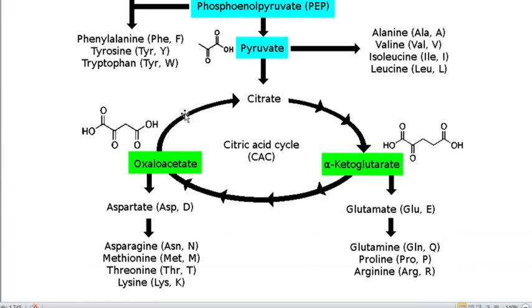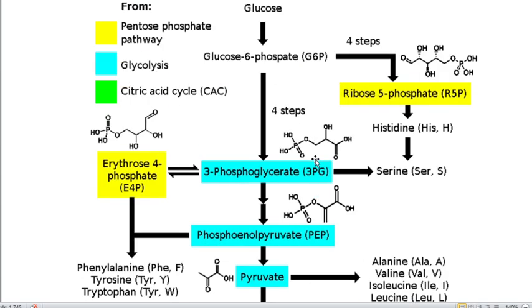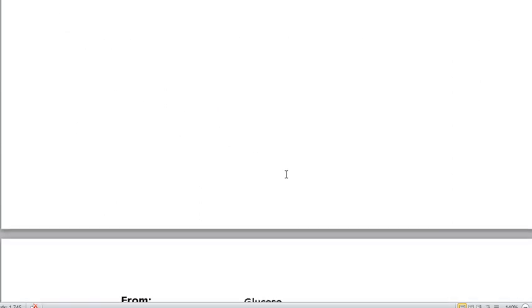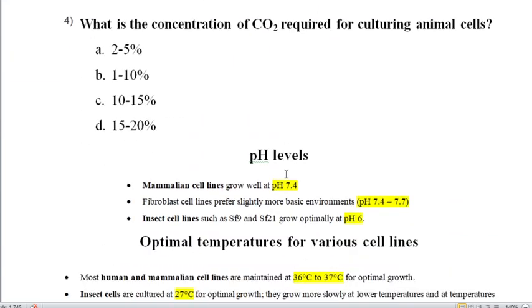And from the citric acid cycle 2 intermediates are taken. One is oxaloacetate and the next one is alpha ketoglutarate. Oxaloacetate will give aspartate, and from that asparagine, methionine, threonine, lysine will be produced, and from alpha ketoglutarate your amino acid glutamate will be produced, and based on the transamination reaction, proline and arginine will be produced from glutamate. So here they are asking which of the following has not been used. Ultimately the intermediates or any of the precursor compounds involved in fatty acid biosynthesis have not been involved in the synthesis of amino acids.